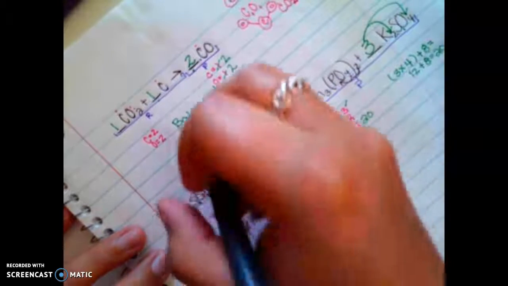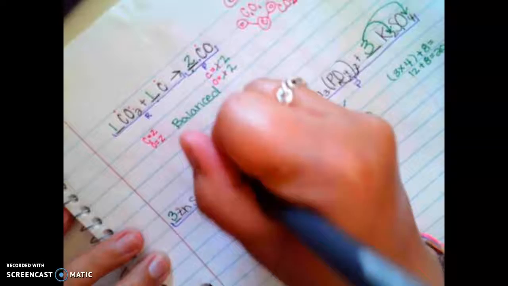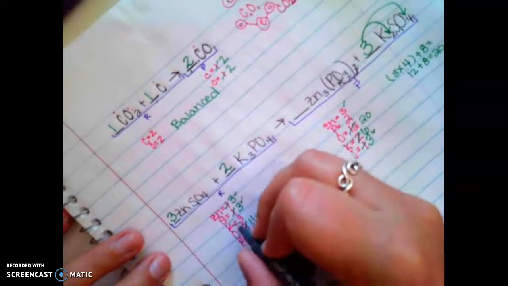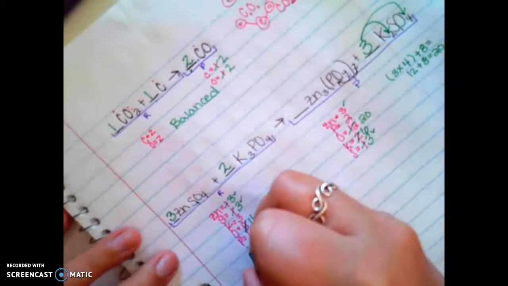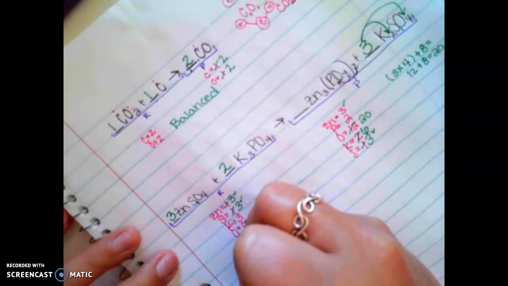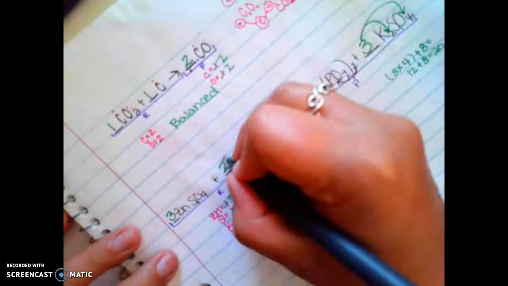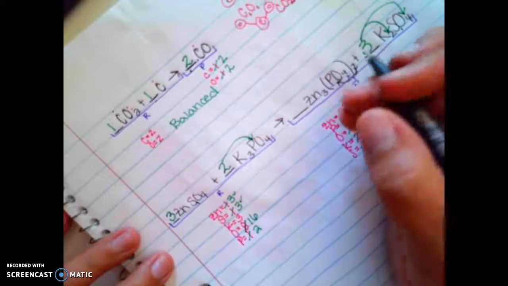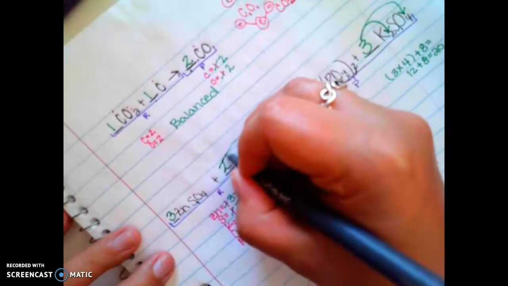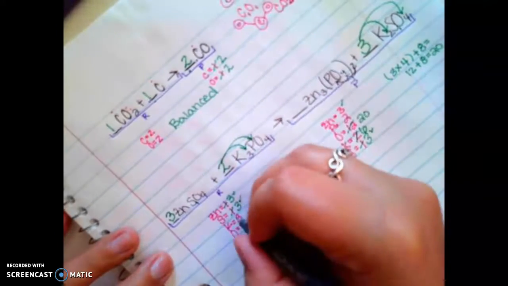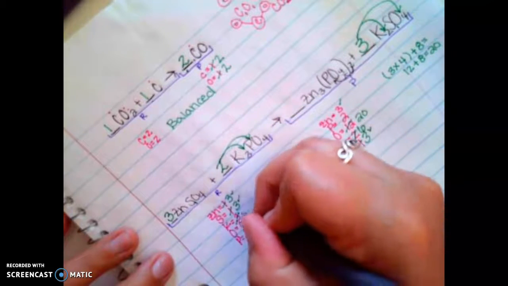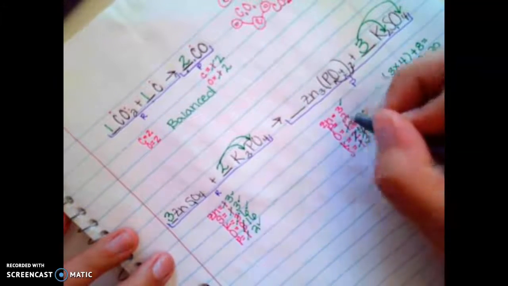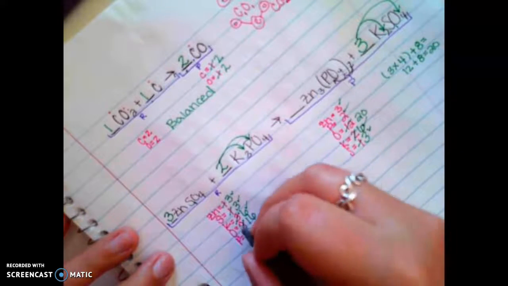So I would do that by putting a coefficient of 2 right there, because that would change my potassium. If I'm looking solely at my phosphorus, my P, the 2 times the understood 1 is 2. So I've changed my phosphorus to a 2 now. But I want to figure out how many potassiums I have now. 2 times 3 is 6. So now my potassiums are balanced. My phosphorus is balanced. The only thing left is my oxygen.